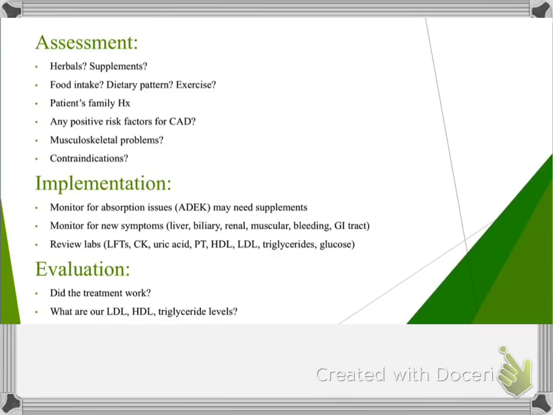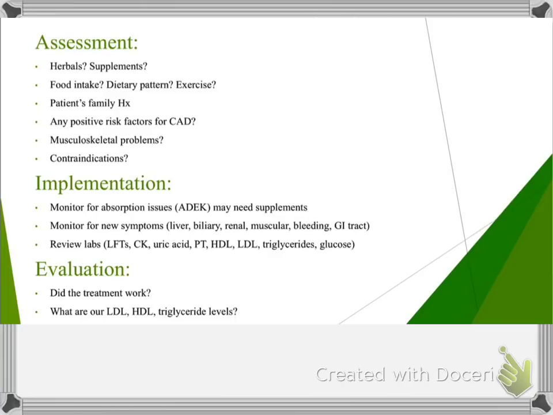Do they have any musculoskeletal problems? We need to know baseline. Do they have any issues to begin with before we start them on medications that may cause muscle problems? Do they have any contraindications? Do they have any liver issues, kidney issues, gallbladder issues, bowel issues, okay? With implementation, we need to monitor for absorption issues like ADEK. If they have any, we may need to give them supplements.